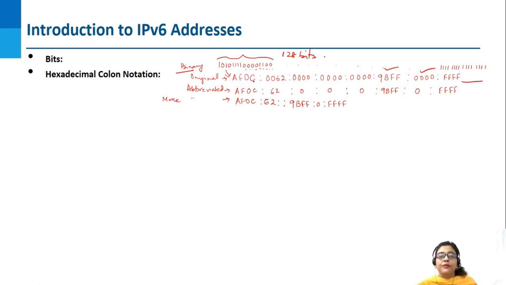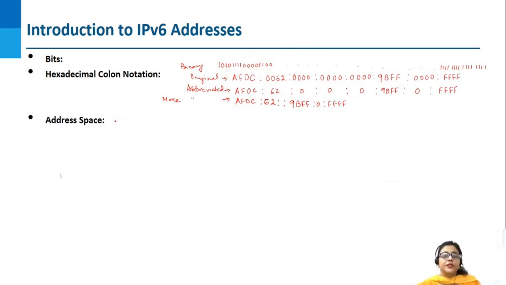We can abbreviate it like AF0C colon. Since these two are 00, we can omit them and simply write 62 colon. All zeros can be written as 0, 0, 0, then 9BFF, then 0, then FFFF. And a more abbreviated format can be AF0C colon 62. Since there are 3 zero blocks over here, you can just write it with a gap, followed by 9BFF colon 0 colon FFFF. So this is the hexadecimal notation.